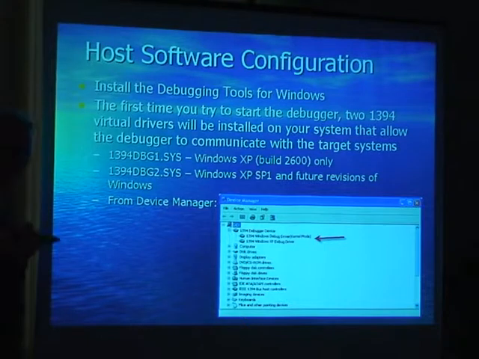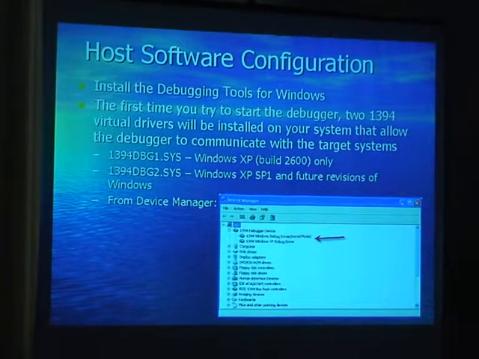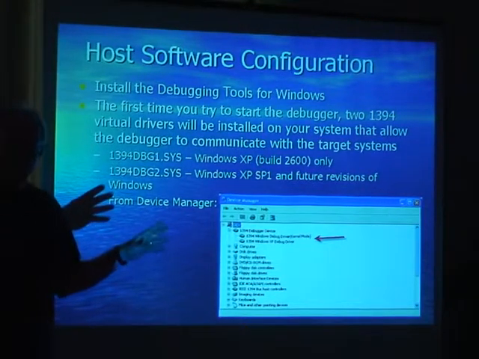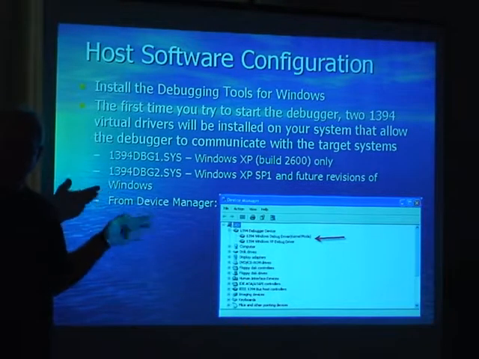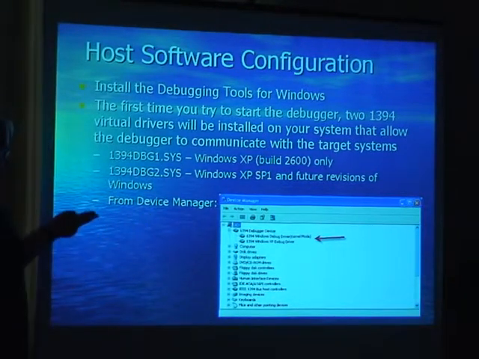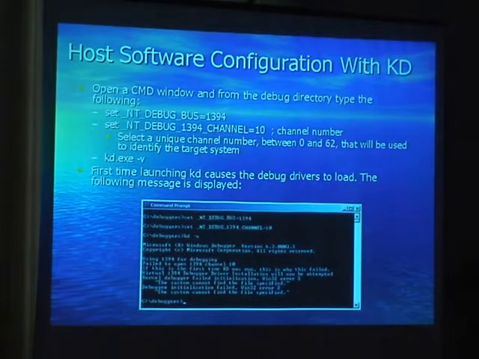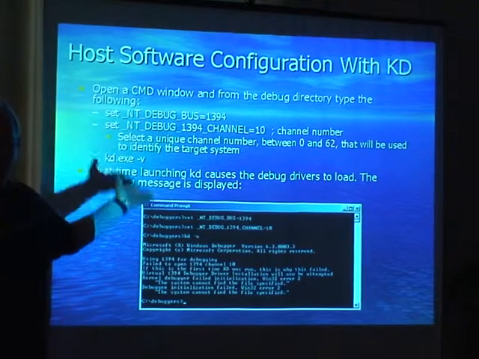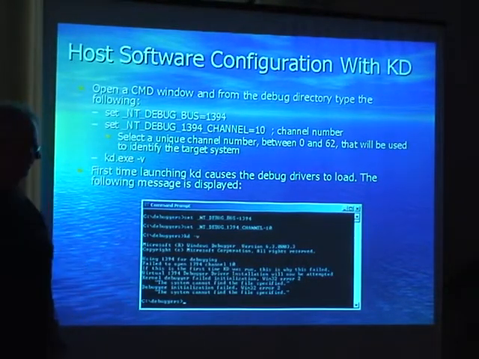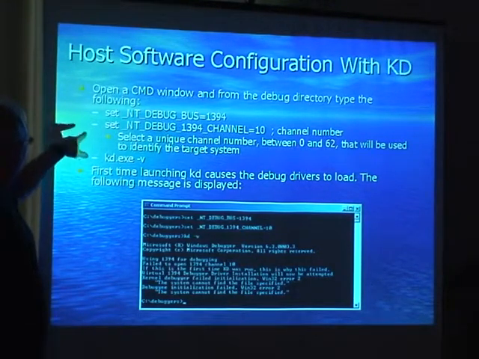So on the host machine, the machine you're going to use to do the remote debugging from, to set that up, of course, you have to install WinDbg. The first time you try to run it, it loads two separate drivers. And to run WinDbg, you have to make these calls. Obviously it's easy to just put this in a batch file, so you don't have to do all this typing. But you have to set up these commands in the command line.